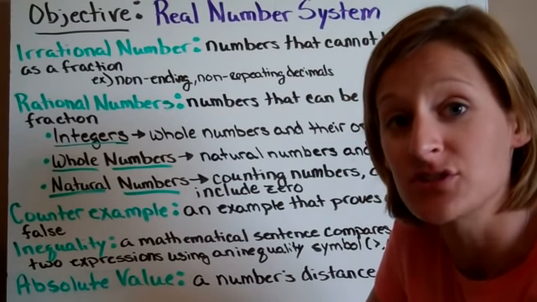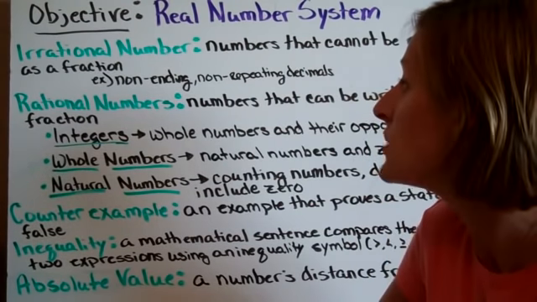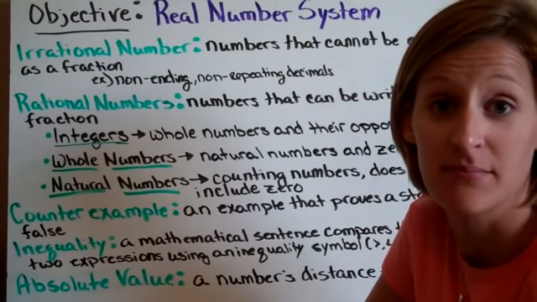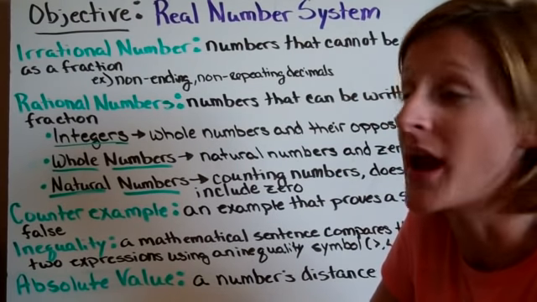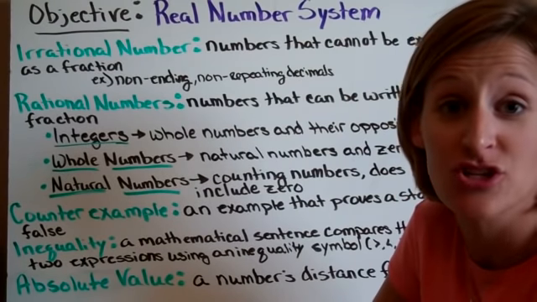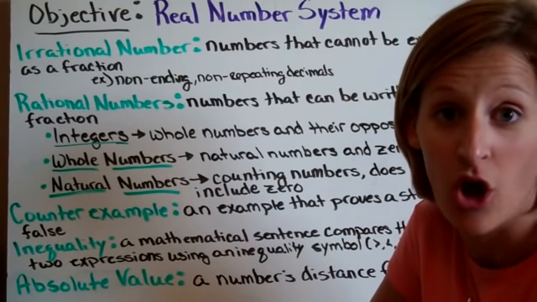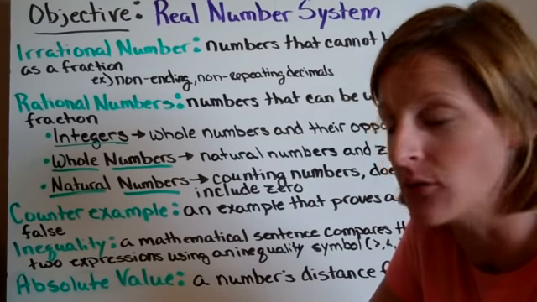So the first number we're going to look at is an irrational number. Now, an irrational number is a number that cannot be expressed as a fraction. So numbers like that are non-ending, meaning they go on forever and they don't repeat, are irrational numbers. Those decimals that don't repeat at all, that keep going on, and you always seem to have to round.